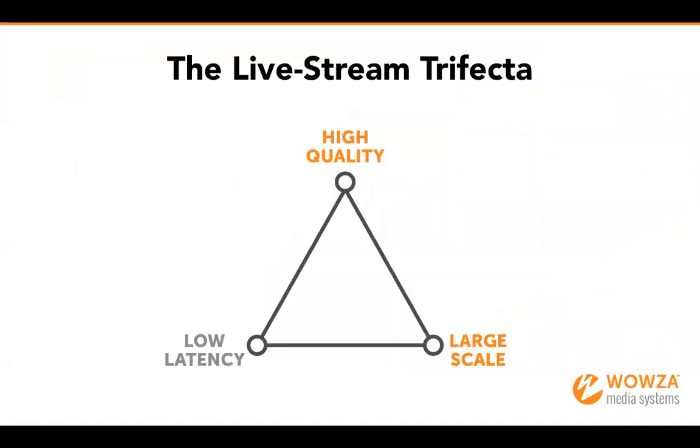So there are three components of live streaming that make up what we call the live stream trifecta. Those three components are high quality, the ability to scale, and low latency. You may be able to obtain one or two of these in your stream, but it's really hard to get all three, although it is possible.